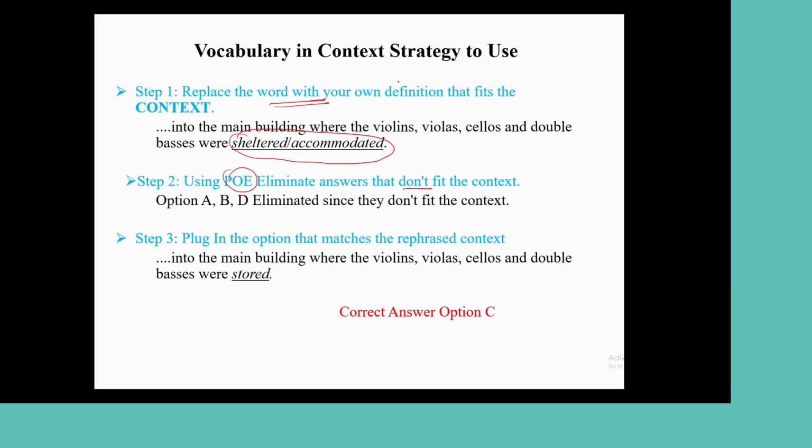So this is what we did. We replaced the word with our own definition. We came up with something like sheltered, something that accommodated the instruments. We used process of elimination: A, B, D can be eliminated, and we are left with option C, where they were stored. So this would be the correct method to do vocab in context questions.